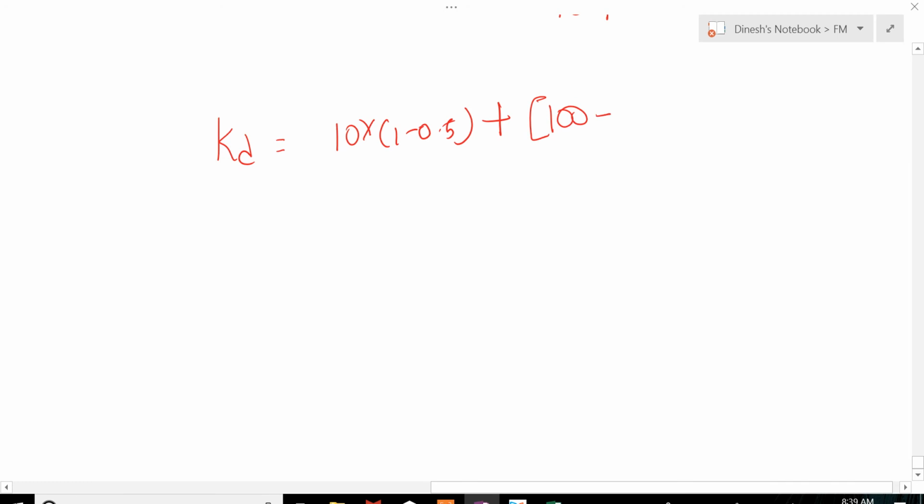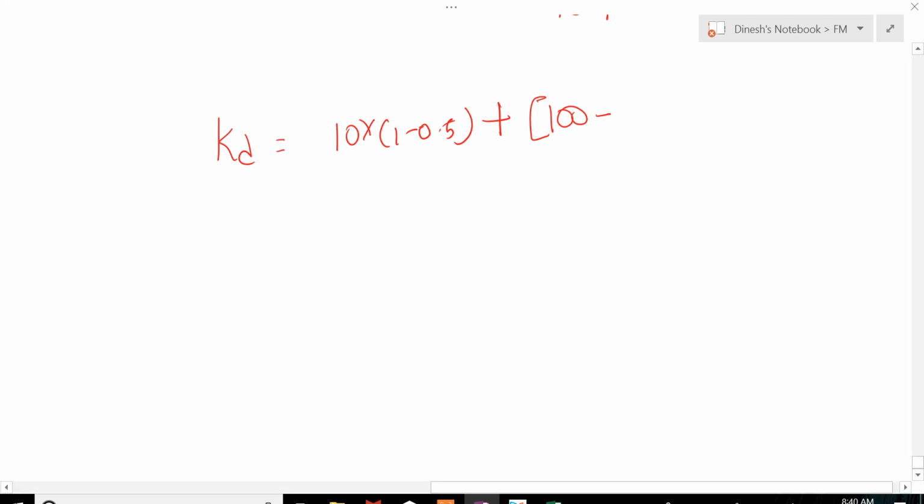100. Redeemable value is 100. Average other cost is redemption value minus net proceeds, by life. When it comes to net proceeds, it is issue price minus flotation cost.